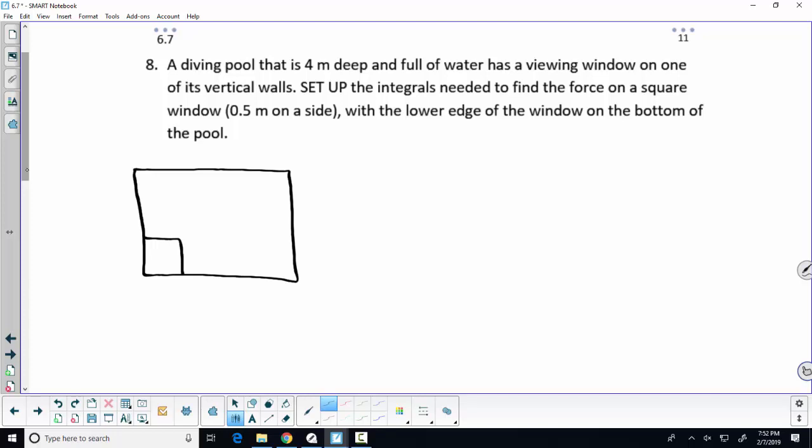Viewing window on one of its vertical walls, the lower edge on the bottom. Okay, so something like that. I guess you could put the viewing window in the center, but it does say it's on one of the vertical walls, so honestly, if you put it in the center, it doesn't change anything. So we've got this 4 meters deep, and the window is 1/2 meter by 1/2 meter.